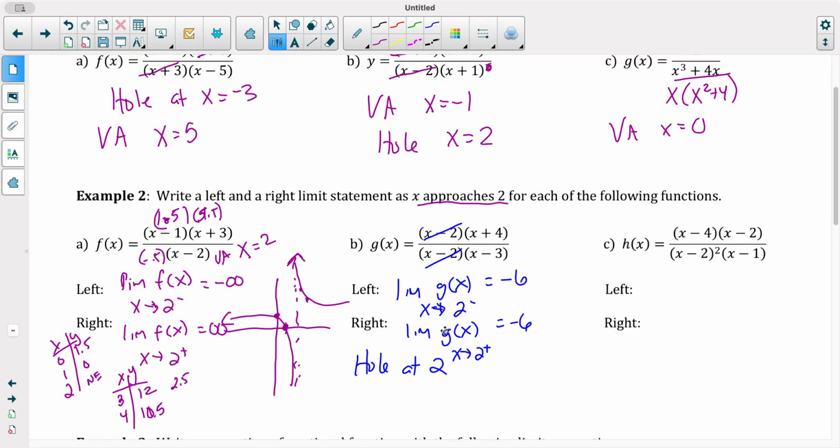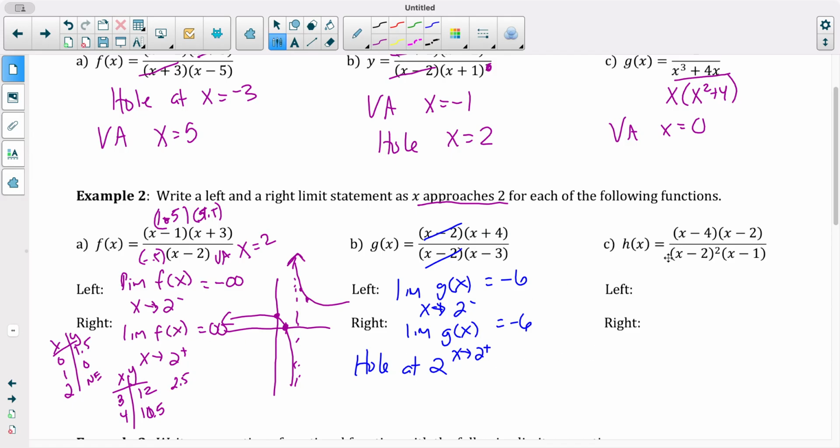And this only works if there's a hole. You can plug the number in, and you're going to get an answer as far as what the limit is going toward, even though the number for the graph itself wouldn't exist. When it's an asymptote, you're going to have to figure out if it's positive or negative infinity that you're going to.